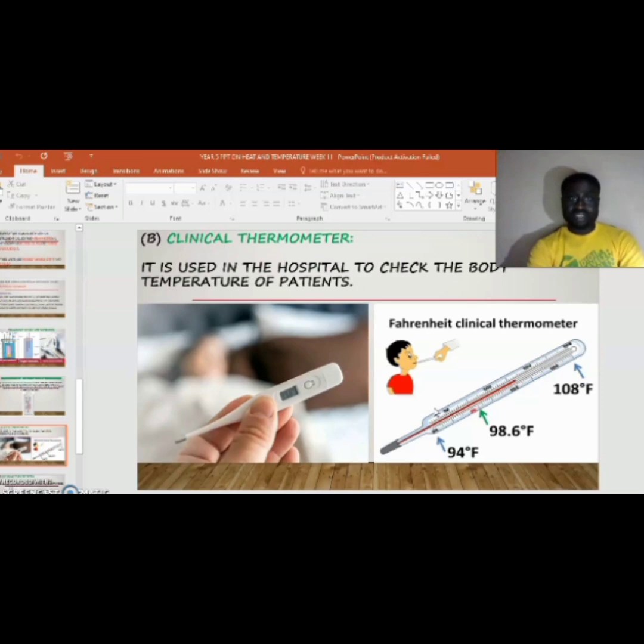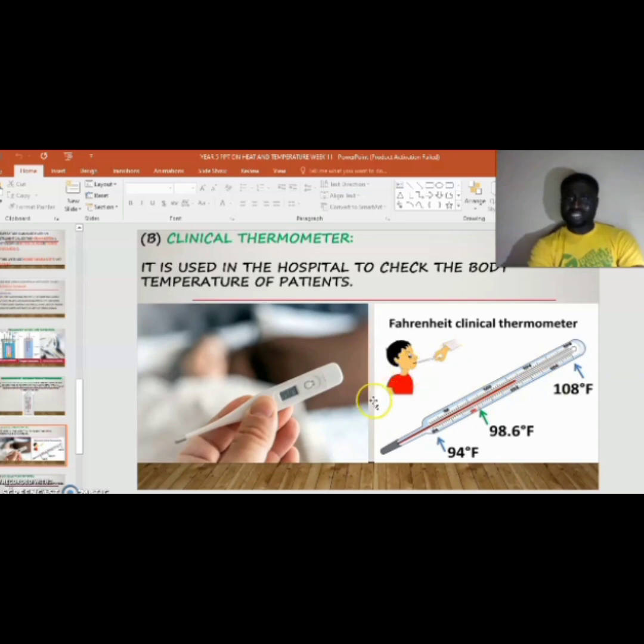We have what we call the clinical thermometer, and it is called clinical thermometer because it is used in the hospital environment, by a medical practitioner in medical practice, to check the body temperature of patients before administering treatments. So it is used in the hospital to check the body temperature of patients. As you can see here, this is a digital clinical thermometer. They tend to place it in the armpit or in the mouth of the patient after disinfecting with a disinfectant that is alcohol based. As you can see here, it is used in contact with the mouth, and the temperature is read on the temperature reading scale.